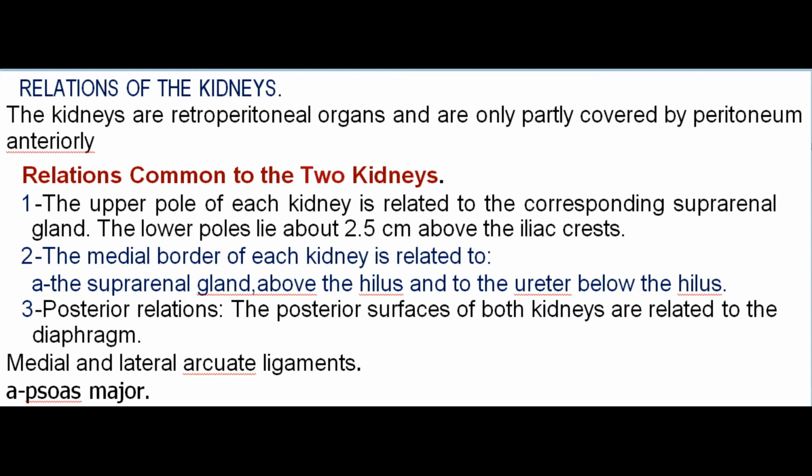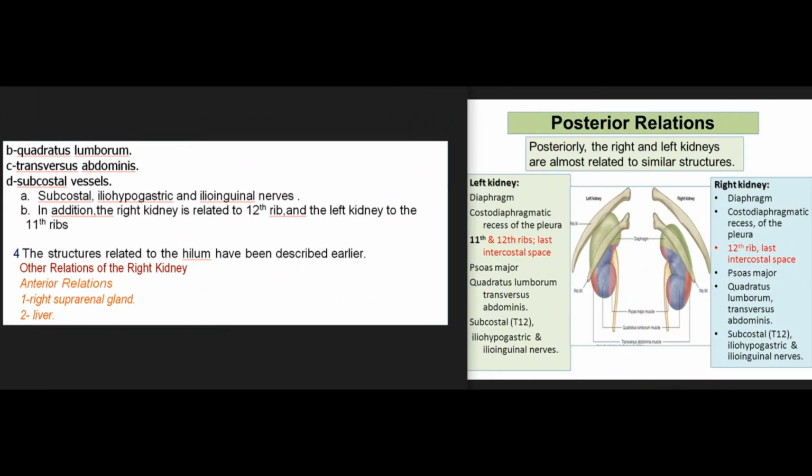3. Posterior relations. The posterior surfaces of both kidneys are related to the diaphragm, medial and lateral arcuate ligaments, A. Psoas major, B. Quadratus lumborum, C. Transversus abdominis, D. Subcostal vessels, A. Subcostal, iliohypogastric, and ilioinguinal nerves. B. In addition, the right kidney is related to the 12th rib and the left kidney to the 11th rib.